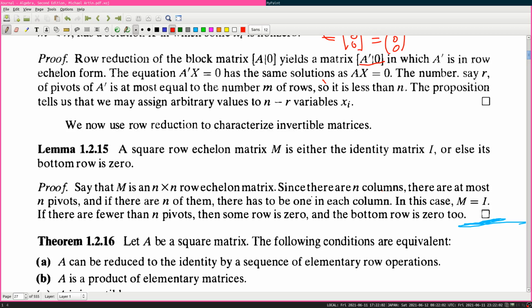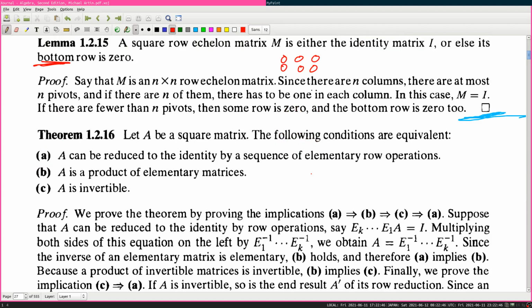Say M is an n by n row echelon matrix. Since there are n columns, there are at most n pivots, and if there are n of them, there has to be one in each column, in which case you will eliminate above and below. And then in that case, M is equal to the identity. Okay. If there are fewer than n pivots, then some row is 0, or else its bottom row is 0. That's important. Bottom row. Right, so at some point you'll run out of pivots and you'll have a row of zeros, after which every other subsequent row must also be 0. Alright.